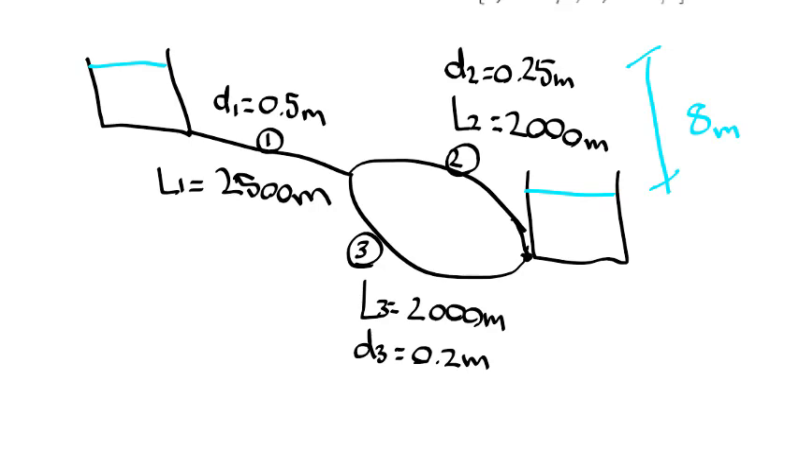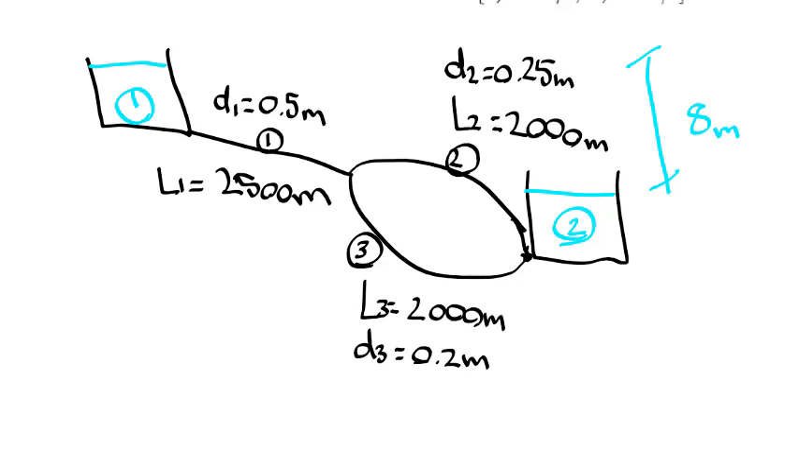Now you've got your sketch done. You can maybe call this reservoir 1 and this one reservoir 2. But we still need some other information as well. Remember, they gave us the friction factor as 0.009, and that's for all the pipes throughout.